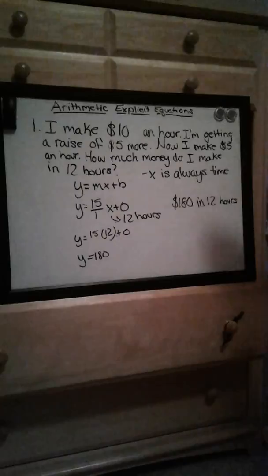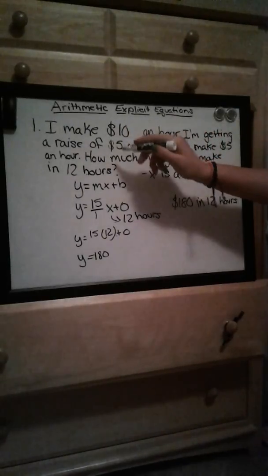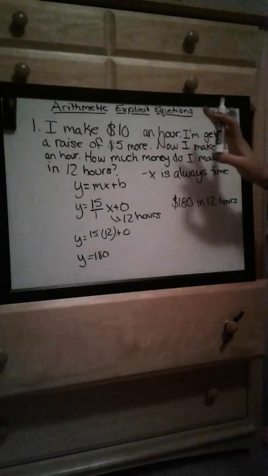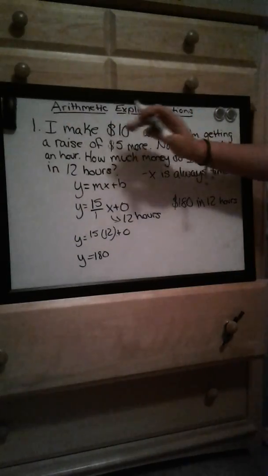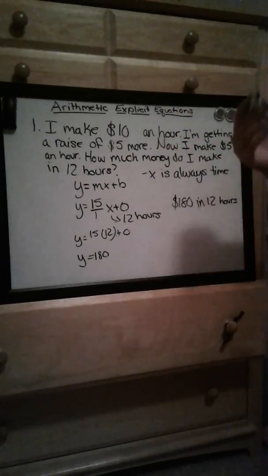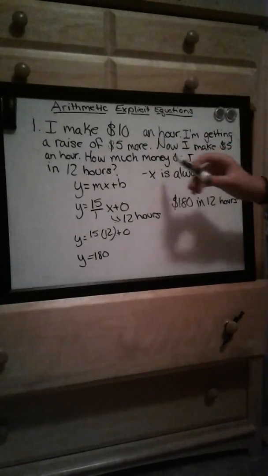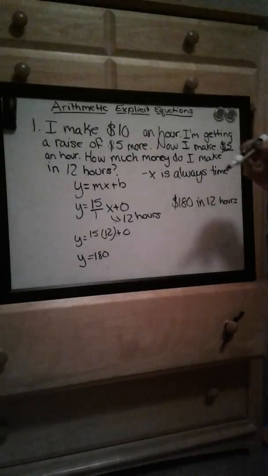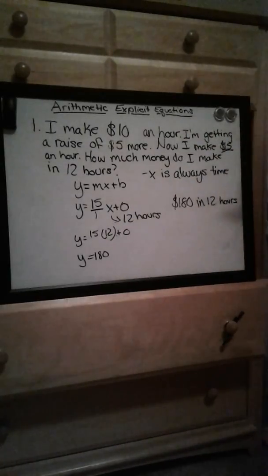Okay, so I'm going to underline all the important stuff. So I make $10. They want to trick you up with this. Because if you think, oh, I make $10 an hour, 10 times 12, $120 an hour. Boom, done. But that's not right. You're getting a raise of $5 more. So now you make $15 an hour. So you have to be careful and read through the problem. And it helps to highlight what's important.